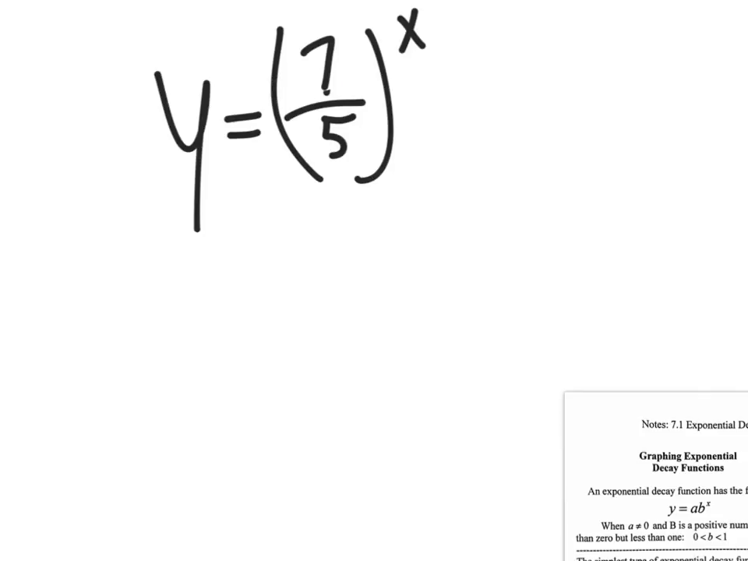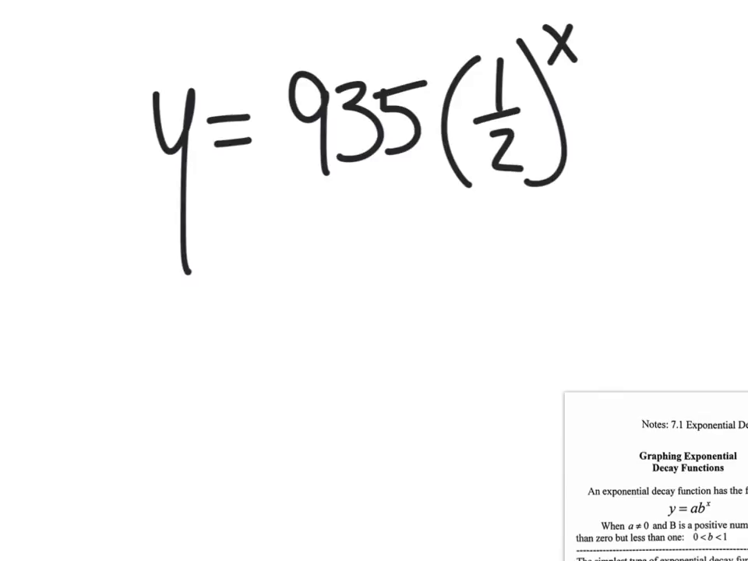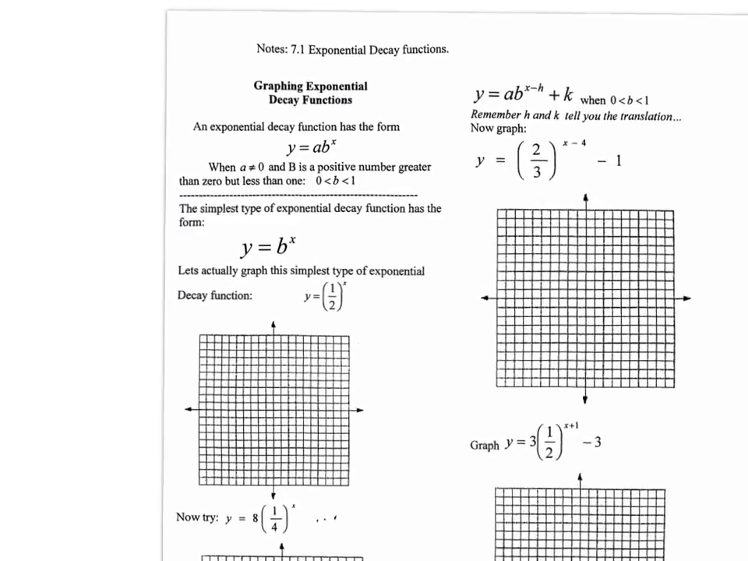That's a growth function. Why is it a growth function? Base is greater than 1. Okay. Growth or decay function? Decay function. Why? Because the base is less than 1, smaller than 1, right? Growth or decay function? Decay. It's decay. Oh, but what about this huge 935? So what? The base is still half. It's still going to decay. From left to right, it's going to go down to nothing. I think we got the idea here.